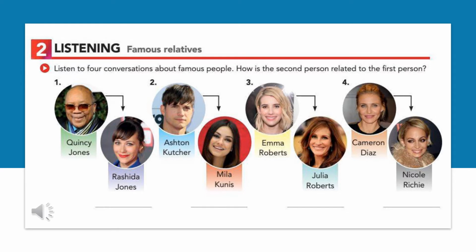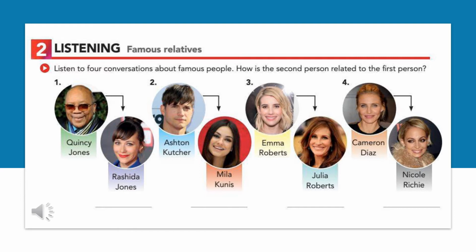Unit 5. What an interesting family. Page 31. Exercise 2. Listening. Famous relatives. Listen to 4 conversations about famous people. How is the second person related to the first person?